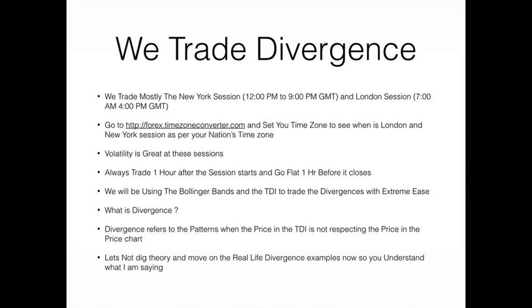So the strategy: we trade divergence. What I mean by that, I'll tell you in a second. We trade mostly the New York session and the London session. There are 4 or 5 sessions: Sydney session, Asian session, London session, New York session. We can trade any session using the strategy, but we need a lot of volatility, because when the candles move fast, that is when all the fun is.